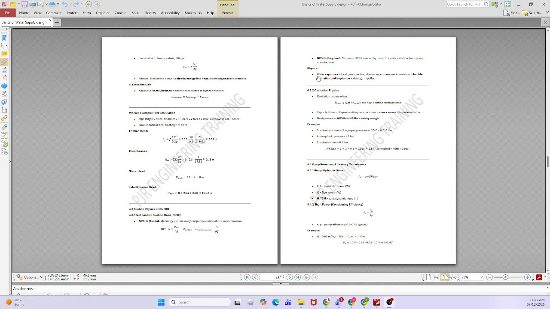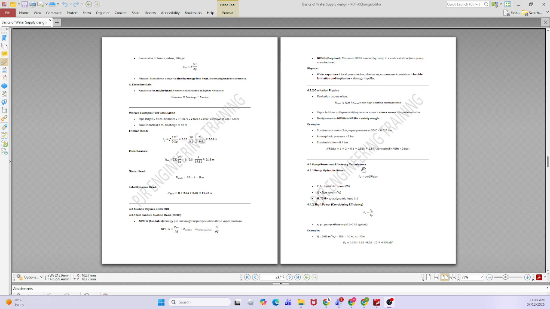Okay, so what is the physics? Water vaporizes. If local pressure drops below vapor pressure, then cavitation occurs. There is bubble formation and implosion that will damage the impeller. Clear? So the cavitation physics: P local should always be higher than P vapor pressure. If it is too low, it causes a pressure drop. Okay, the vapor bubbles collapse in the high pressure zone, causing shock waves and impeller erosion. So that is why we always do the NPSH check.